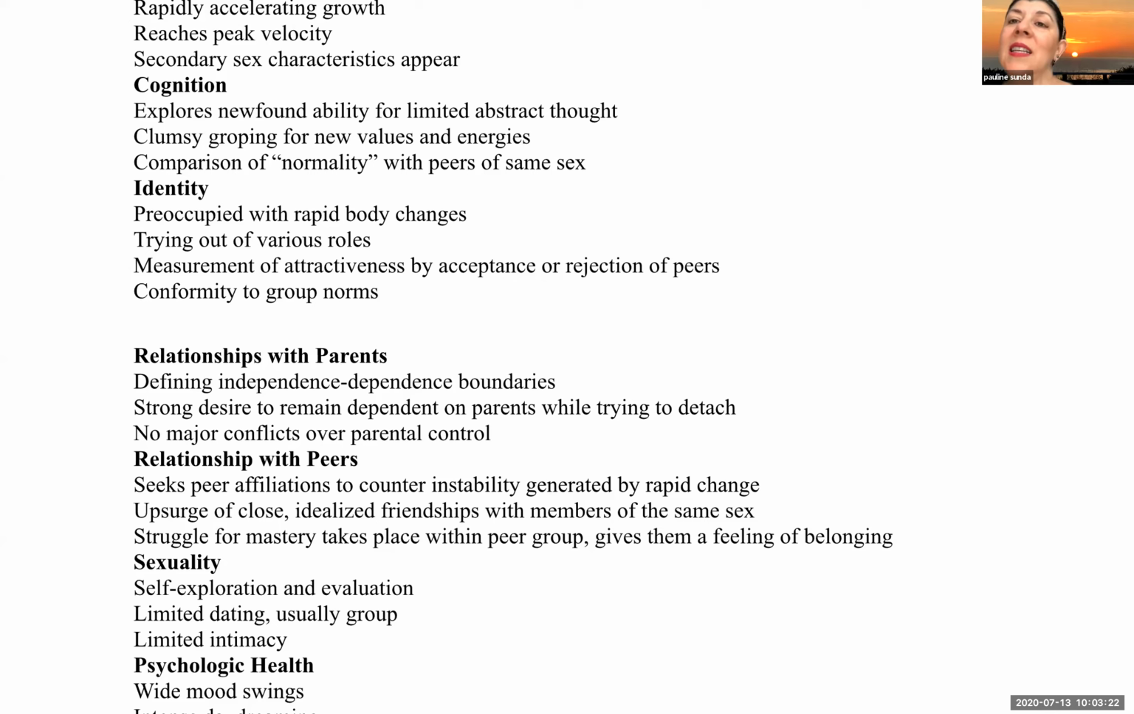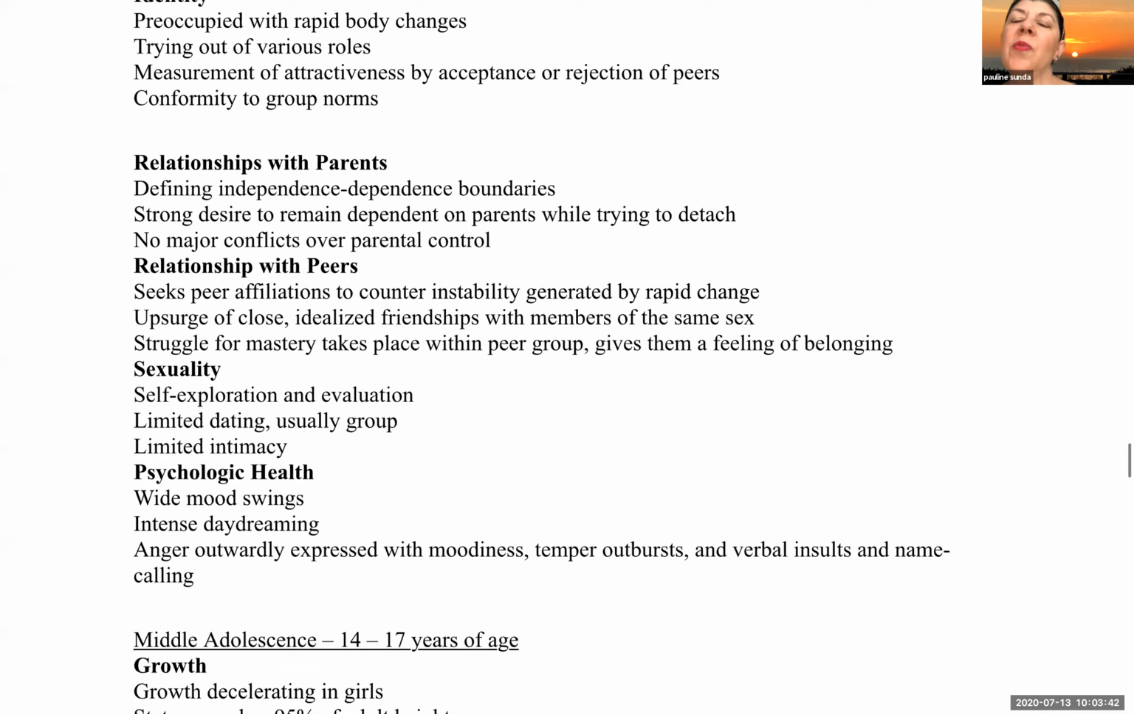In terms of identity, they are very preoccupied with their rapid body changes and they're trying out various roles. The measurement of attractiveness is determined by the acceptance or the rejection of their peers, and they generally tend to conform to the group norms. Relationships with parents, here they're beginning to define those independence-dependence boundaries. There is a strong desire to remain dependent on the parents while they're trying to detach. This is not a time of major conflict.